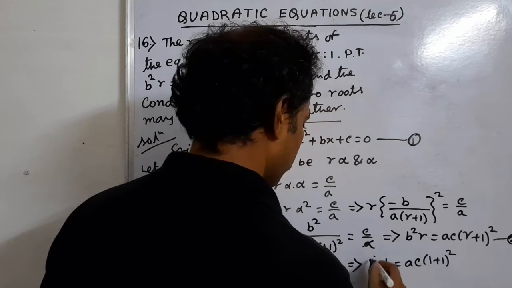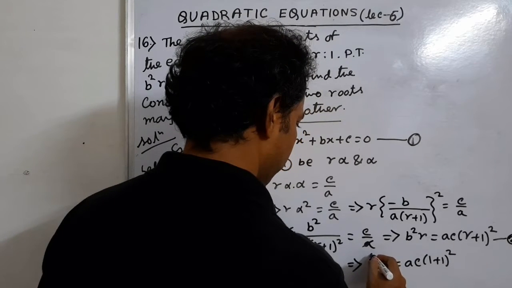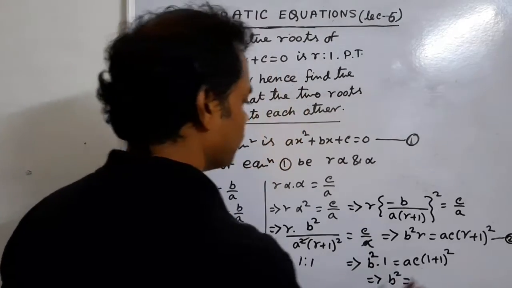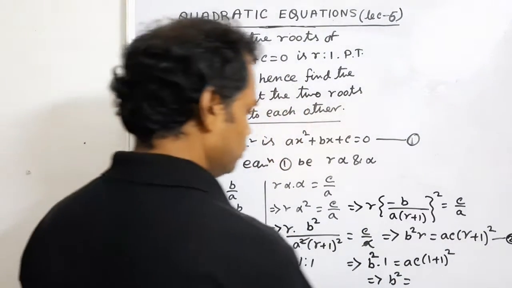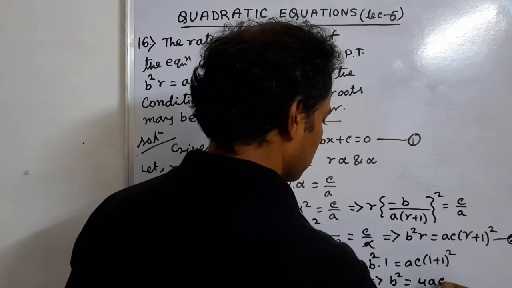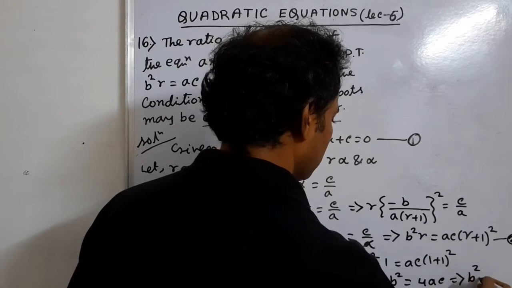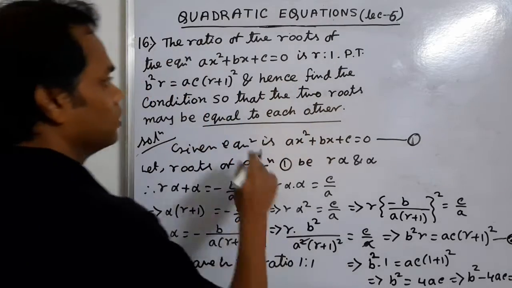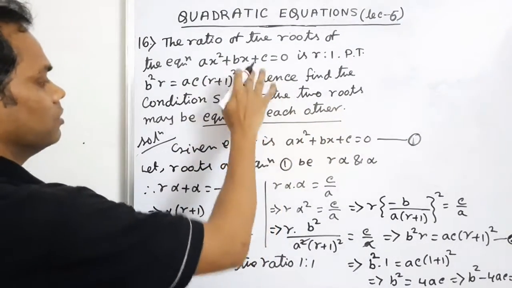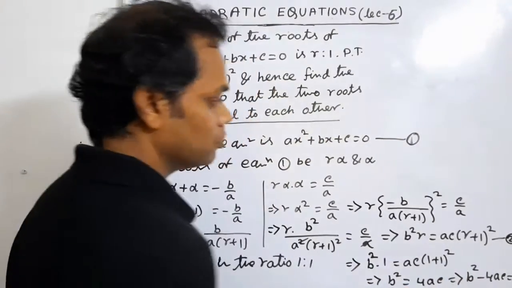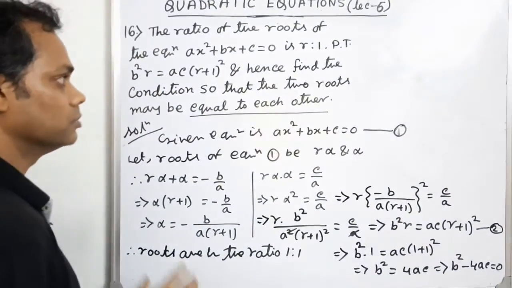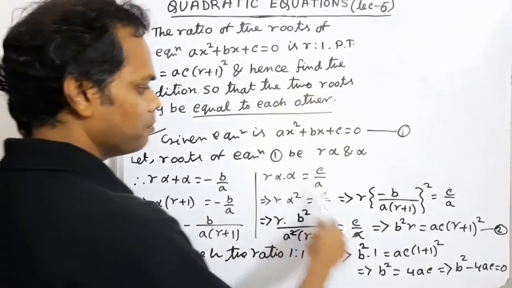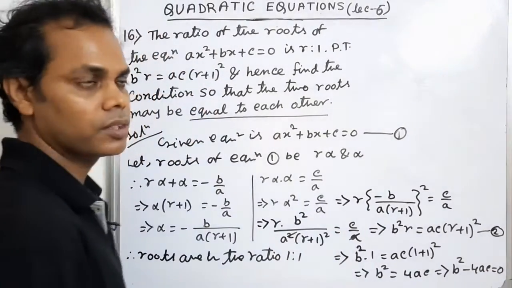So b square equals ac into 1 plus 1 whole square, which is 4ac, or b square minus 4ac equals 0. If the roots of the equation are equal, then b square minus 4ac equals 0, which is our given condition, which can be proved this way from this sum.